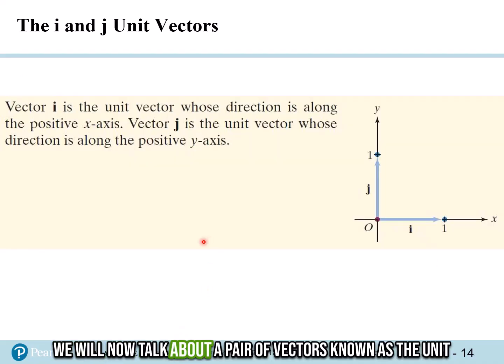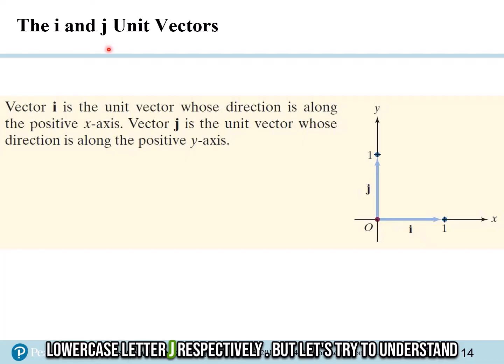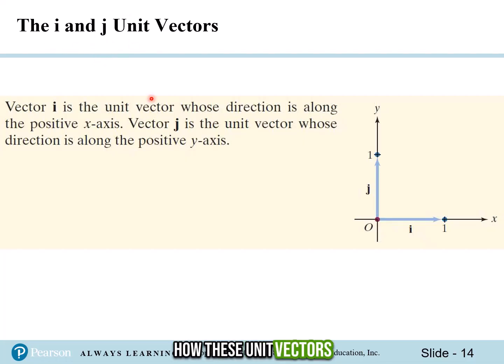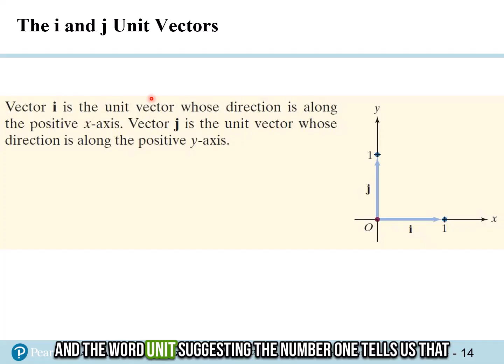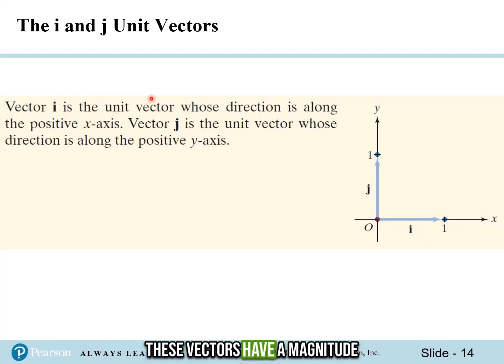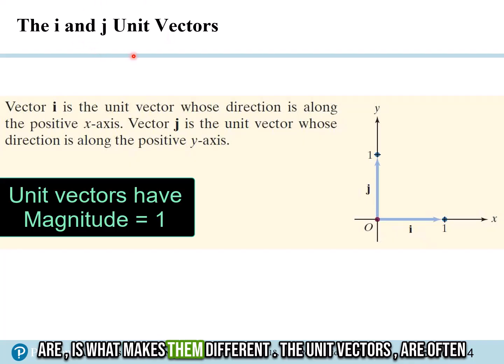We will now talk about a pair of vectors known as the unit vectors. They are denoted by the lowercase letter i and the lowercase letter j respectively. But let's try to understand how these unit vectors differ from each other. Now, both of them being unit vectors and the word unit suggesting the number 1 tells us that these vectors have a magnitude of 1. And the direction, however, of the two vectors is what makes them different.